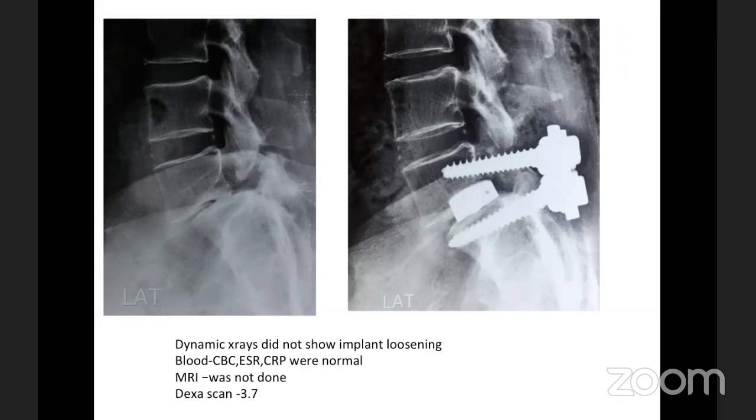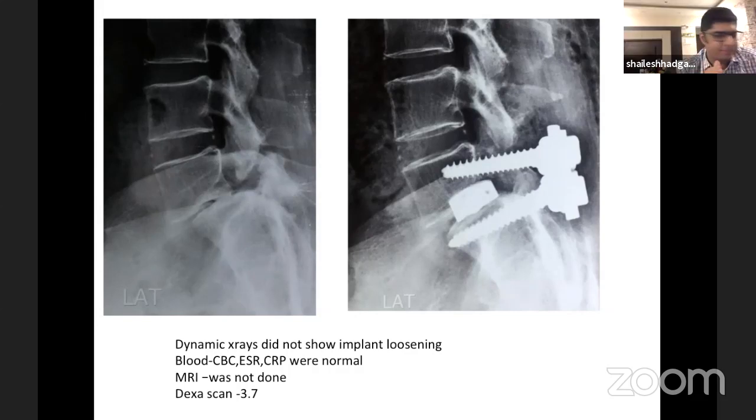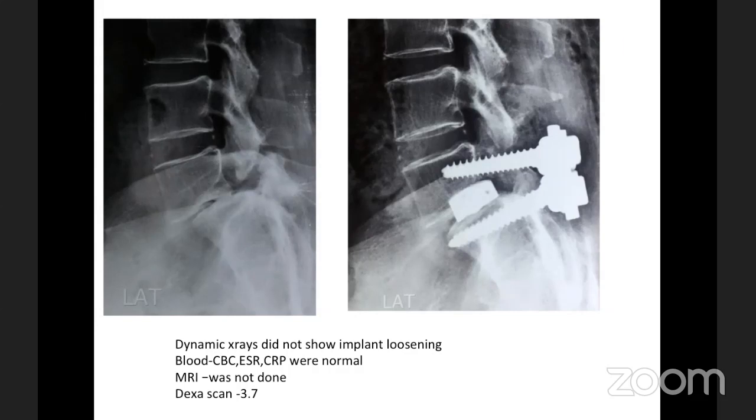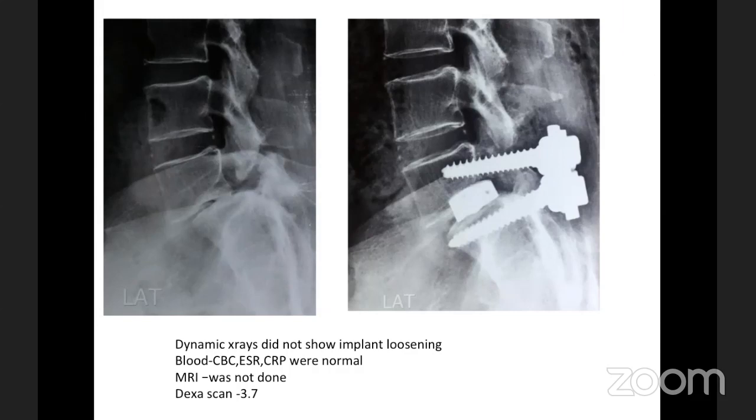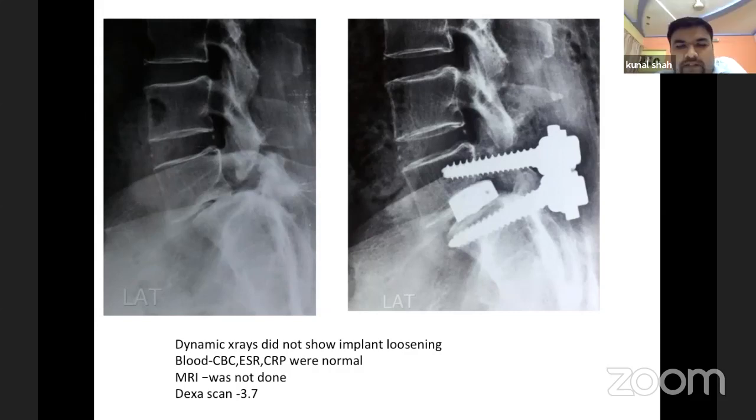Well, I guess I'll wait and watch with this. Do you want to comment on anything about the X-ray? I think there is cage back out. That is one thing. No, immediate post. I have only two X-rays on my screen. One is pre-op, the other one is post-op, which is probably 2 months after, right? Yes. So you want me to comment on pre-op?